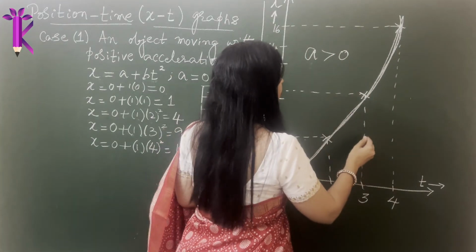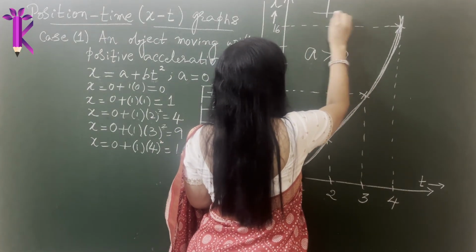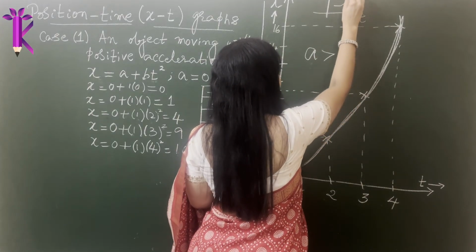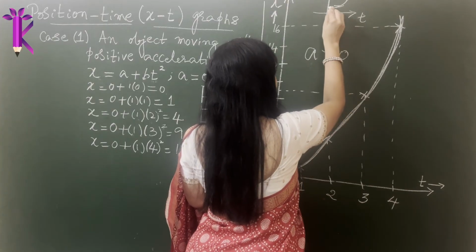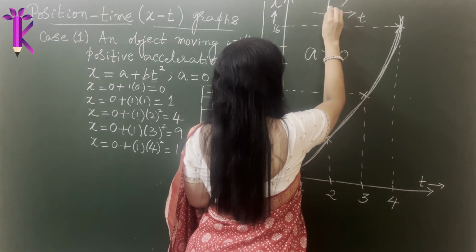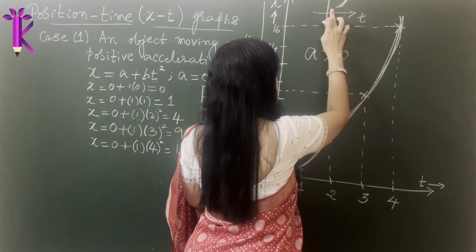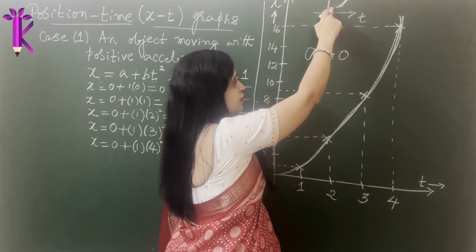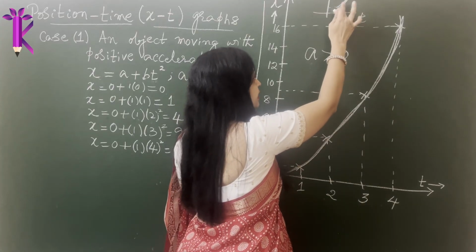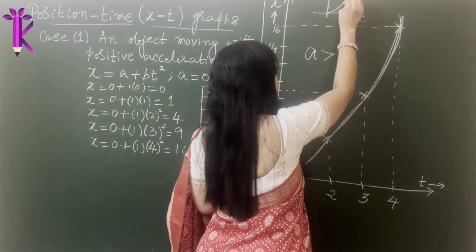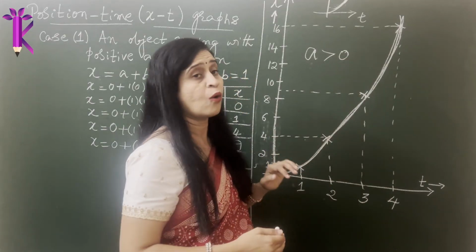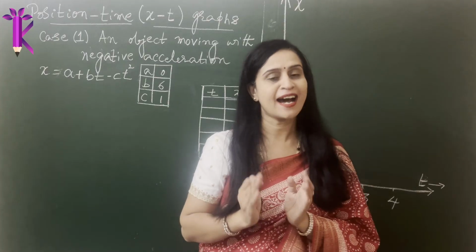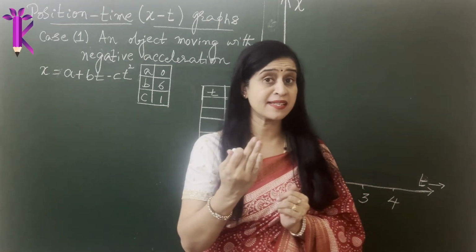You can also draw it as x versus t, which will be something like this, right? If it starts with a certain initial velocity, or starts at a specific position, not 0, then it will start from here. If it starts from 0, then it is going to look something like this. Okay, so now we are going to plot the position versus time graph for negative acceleration.